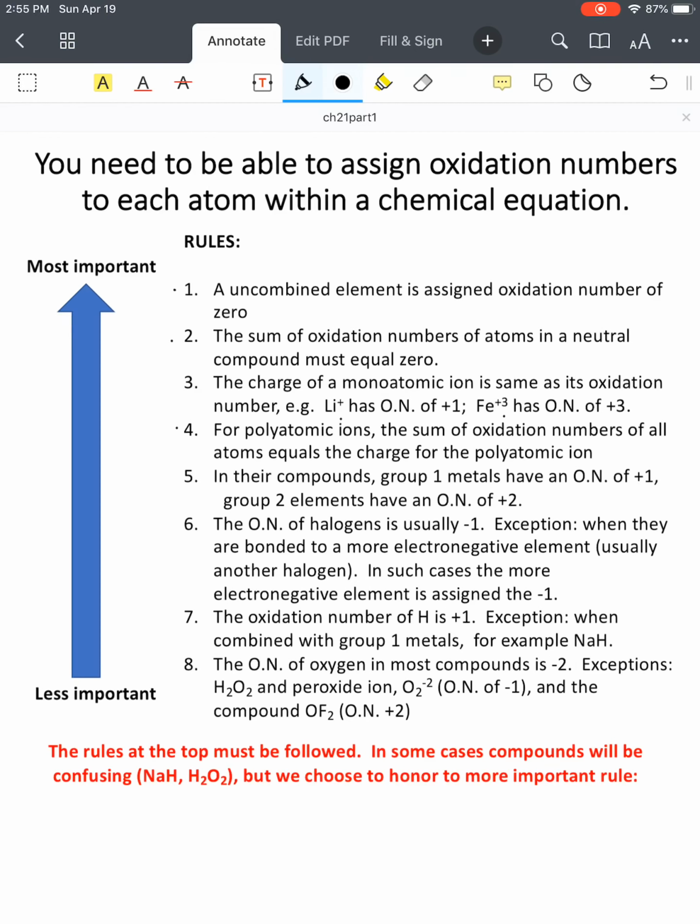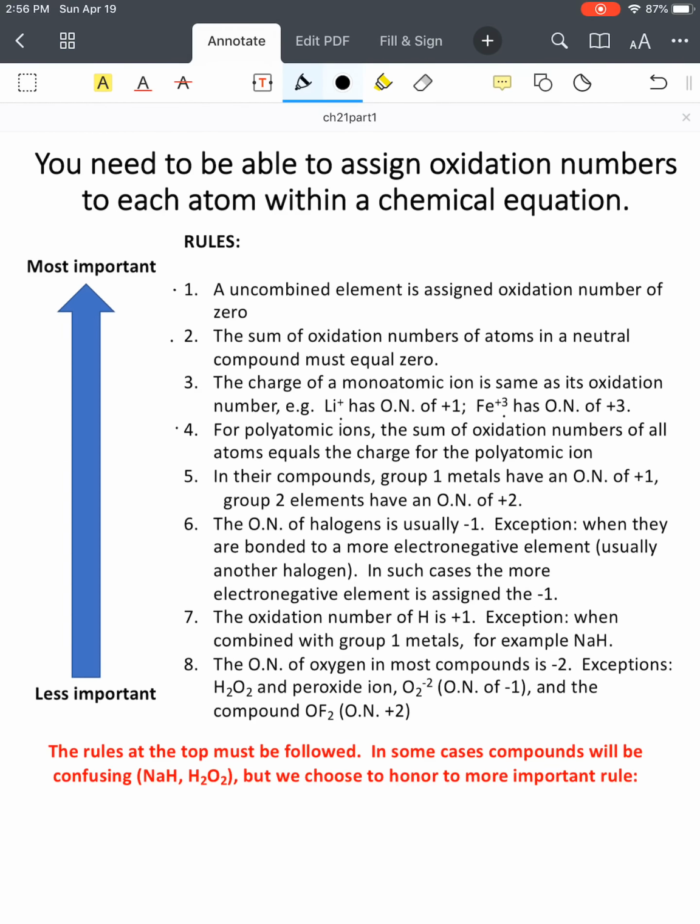The fourth rule, for polyatomic ions, the sum of the oxidation numbers of all atoms in the ion has to equal the charge for that polyatomic ion. So if you bind or bond together different atoms to make a polyatomic ion, and that polyatomic ion has some charge, like sulfates, for instance, SO4 2 minus. The charge on sulfates is 2 minus. So what I'm saying is that if you add up the oxidation numbers for every atom in that polyatomic ion, you got to get 2 minus. And remember, we always assign oxidation numbers on a per atom basis. That's important to remember as well.